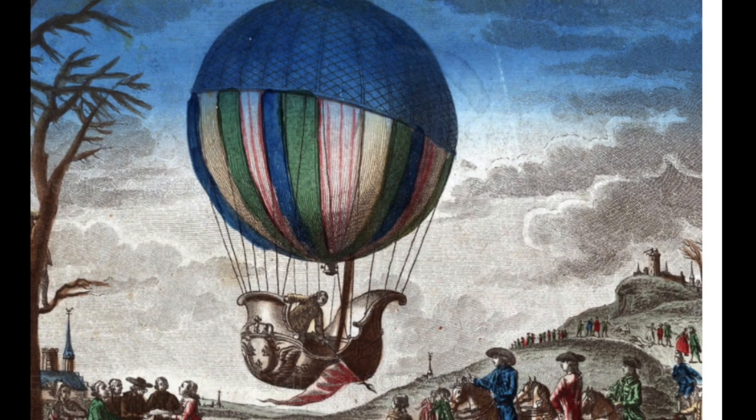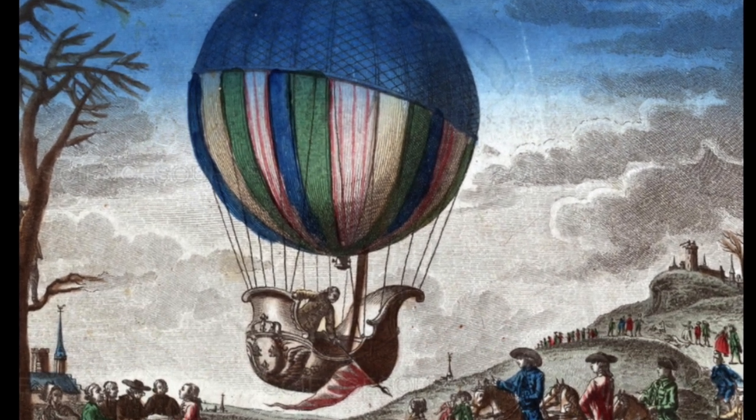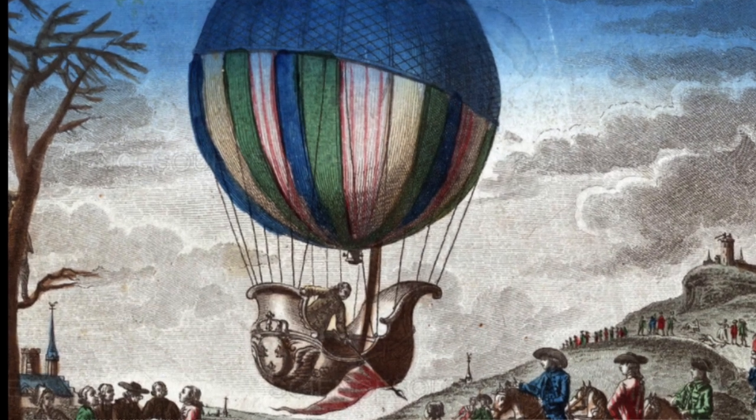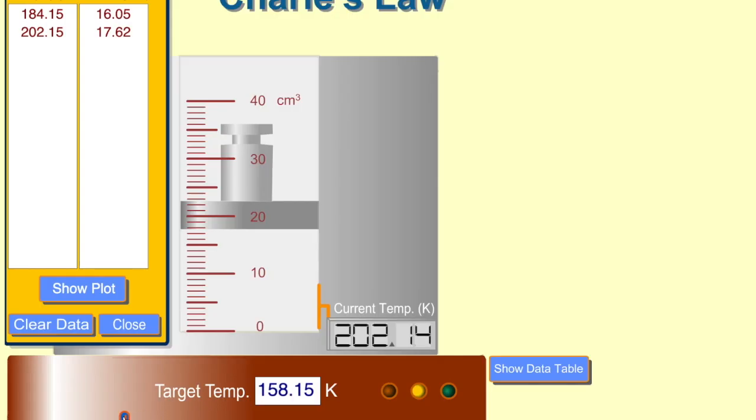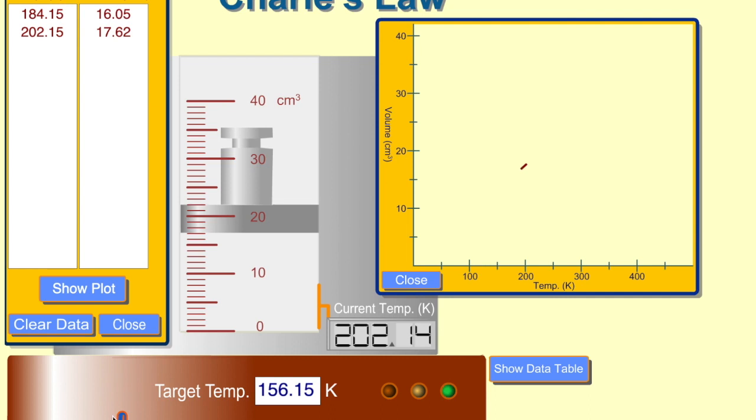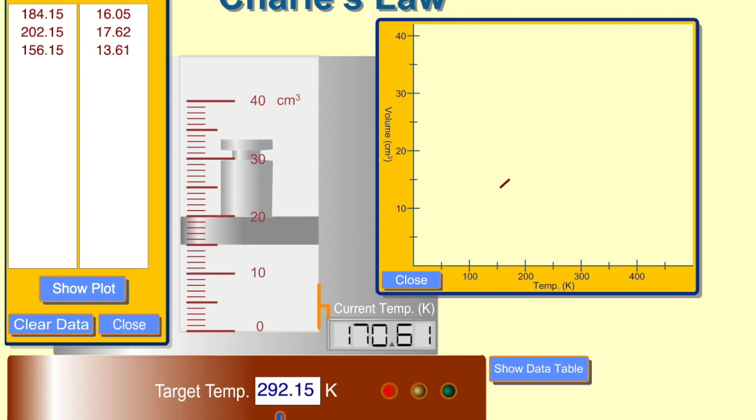Charles was also known as the first person to travel in a balloon that is filled with hydrogen gas. Charles's law can be shown using the following simulation. Notice how the volume of gas decreases when the Kelvin temperature of the gas is decreased. Similarly, notice how the volume increases when the Kelvin temperature of the gas is increased.